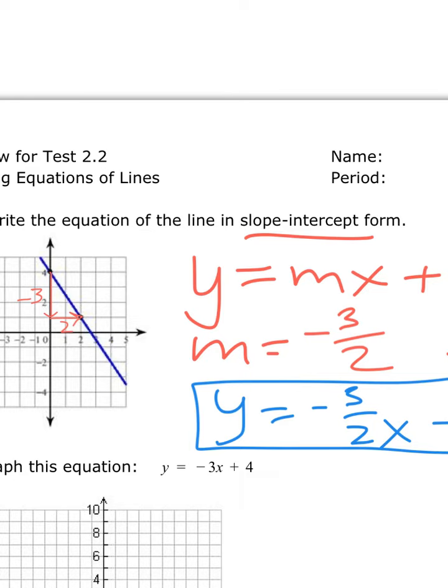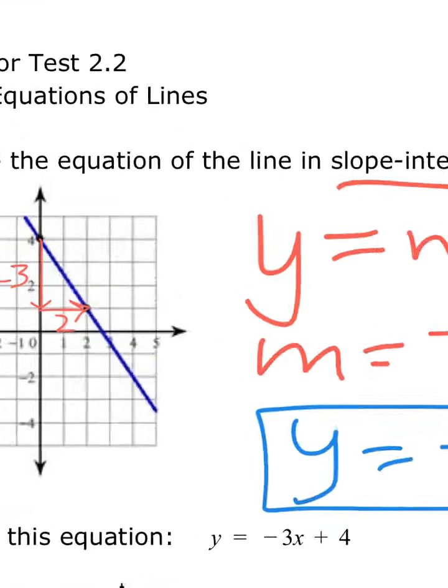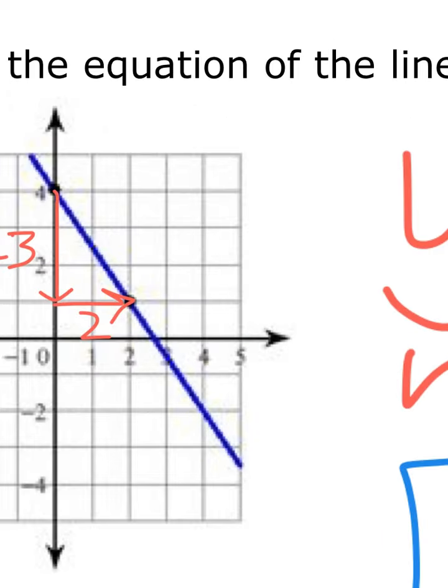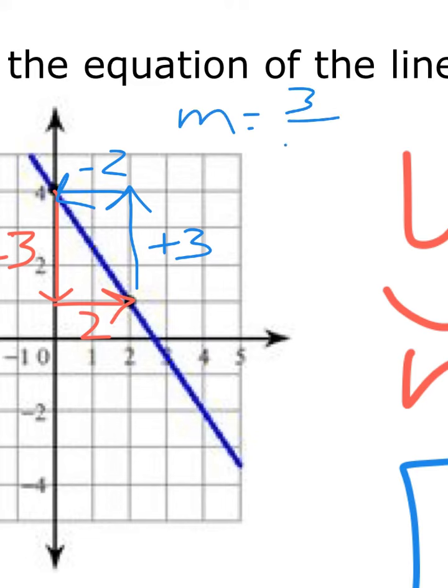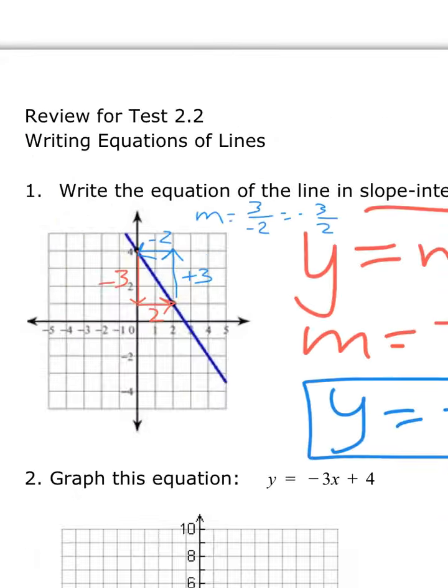But let's say that we wanted to go rise and run. If I started with the point on the right and I went up 3, I would have to go run backwards, right? Back 2. Is that what you're saying? And you're going to get the same thing because your slope's going to be 3/-2, which is still -3/2. Good question. Very good question.